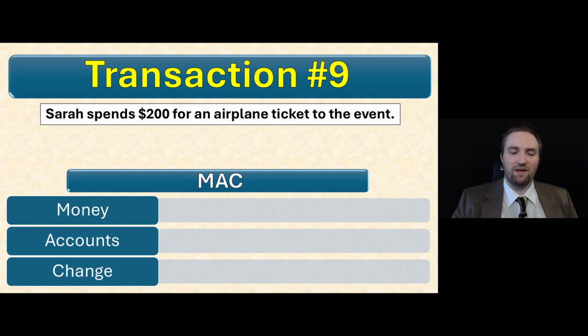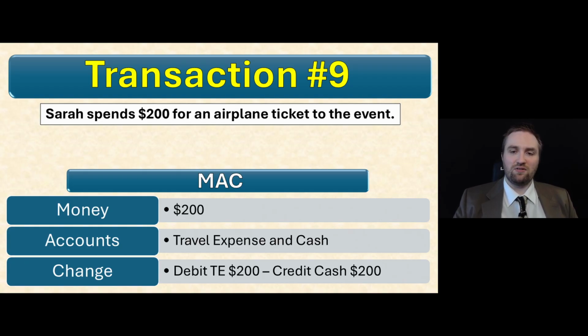Transaction number 9. Sarah spends $200 for an airplane ticket to the event. MAC. Money, $200. Accounts, travel expense, and cash. Change. Debit travel expense, $200. Credit cash, $200. Typically, any costs associated with getting to the location can be expensed under travel expense.